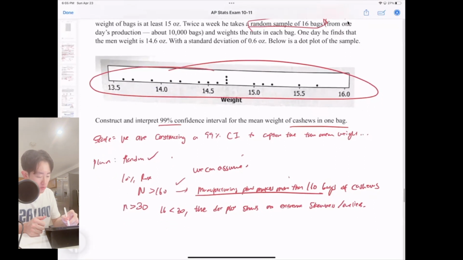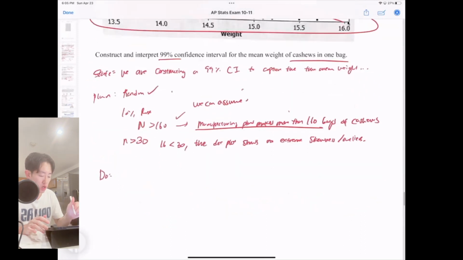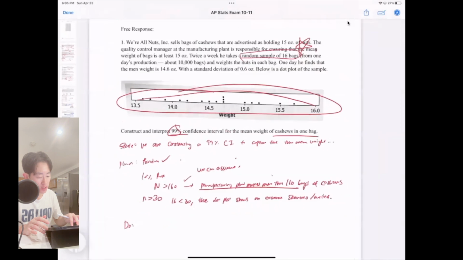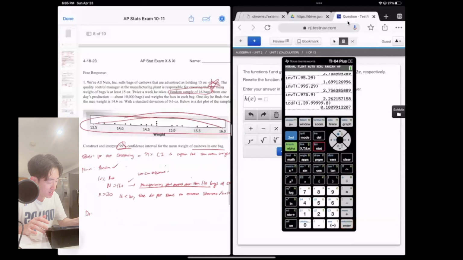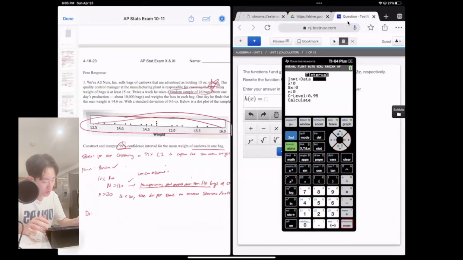As long as it's fairly symmetrical, it's totally okay. Next, we have the do portion, where we are constructing a 99% confidence interval. And this is going to be a T interval, so stat test. And it seems like we have T interval here. We're going to use stats. The mean of all of these 16 bags of cashews was 14.6, with a standard deviation of 0.6 and a sample size of 16. And we're constructing a confidence interval of 99%.